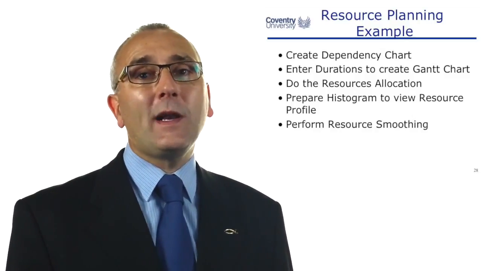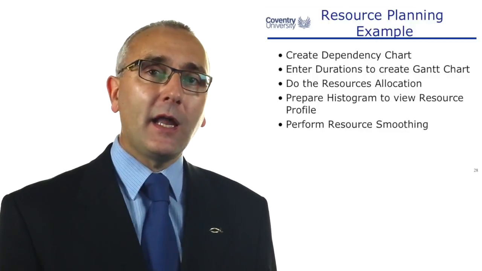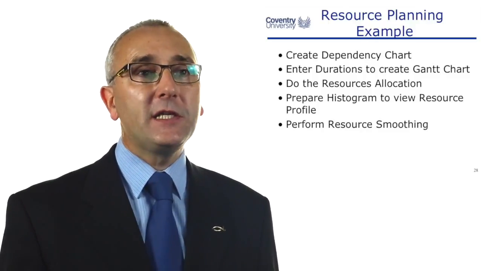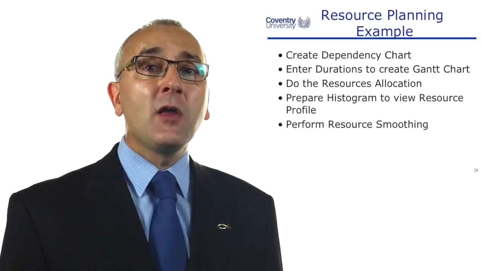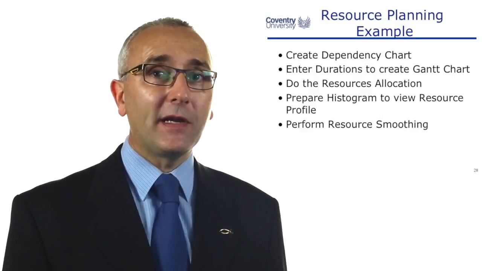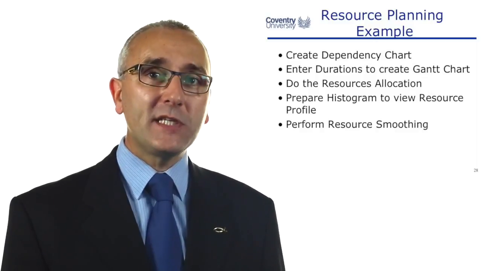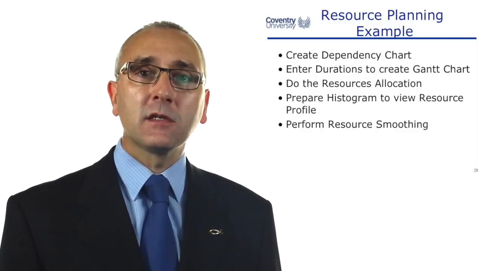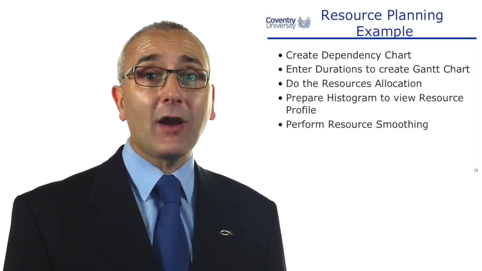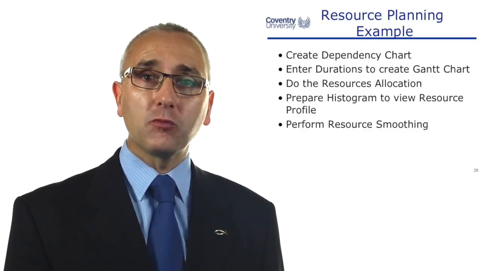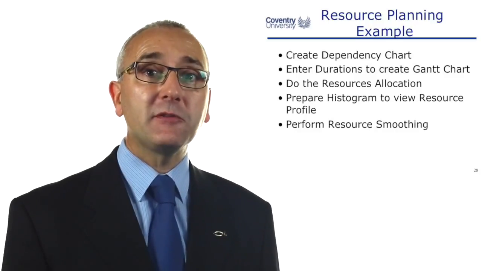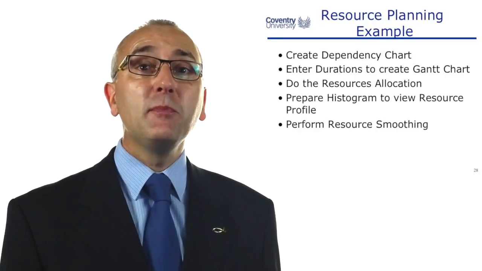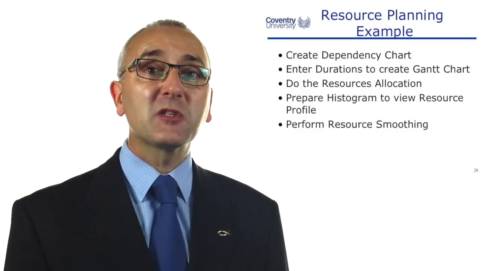Basically, whenever you're doing a resource analysis problem, the first thing you need to do is have a dependency chart of the tasks, and then make a Gantt chart showing the durations, allocate the resources on the Gantt bars, draw a histogram or a resource graph or a resource profile that shows you how many resources you need over time, and then smooth that profile to make it as smooth as possible.